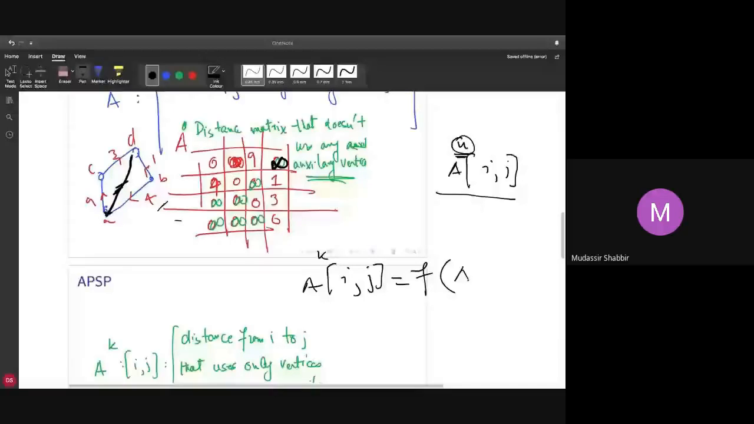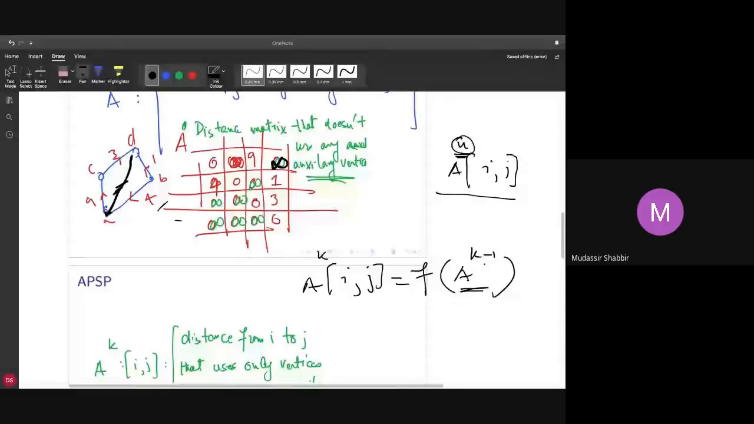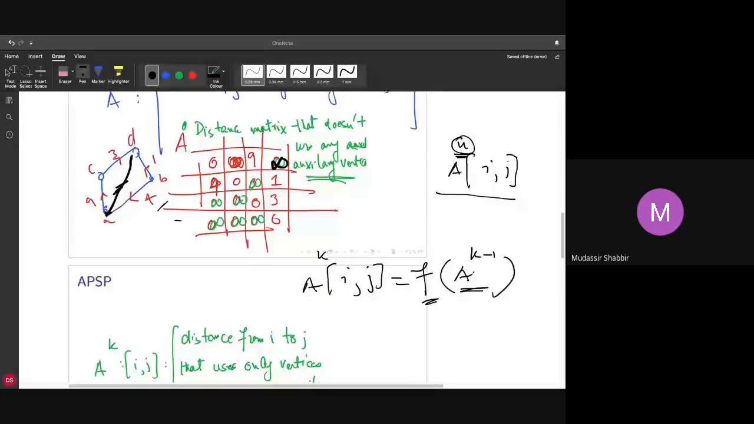Okay, so if I already have a matrix computed which uses only the first k minus 1 vertices, I should be able to somehow find a function which I can use to compute the values of the matrix which now uses one extra vertex. Okay, if I can do that, I would be in good business, right?